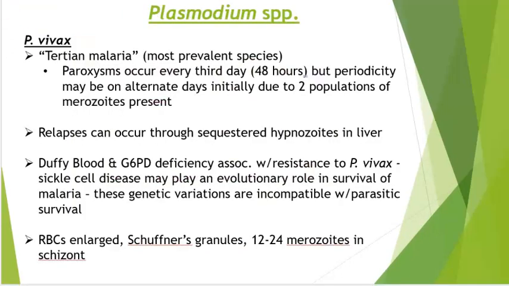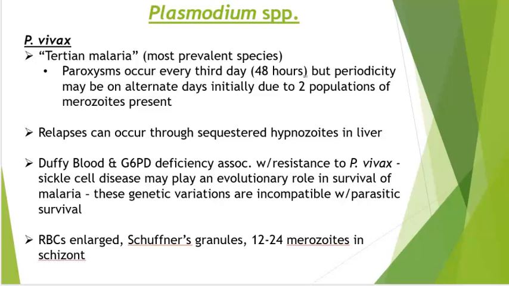Next, we're going to talk about Plasmodium vivax. This is also known as tertian malaria. This is the most prevalent species. It can occur every third day, so disease and symptoms can happen off and on every 48 hours, but may alternate days initially due to two populations of merozoites present. Relapses of disease may occur because of sequestered hypnozoites in the liver, meaning they're zoites that have been laying dormant.